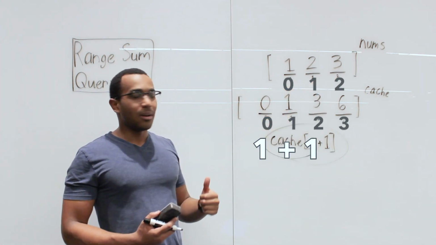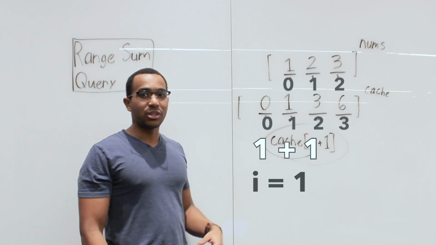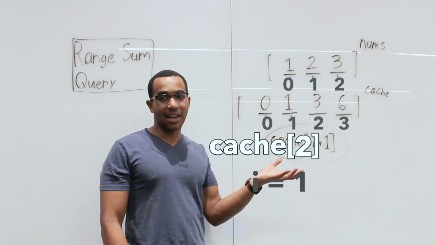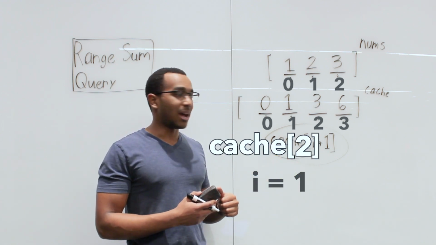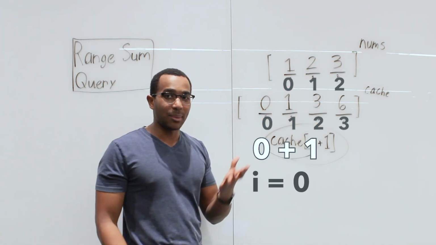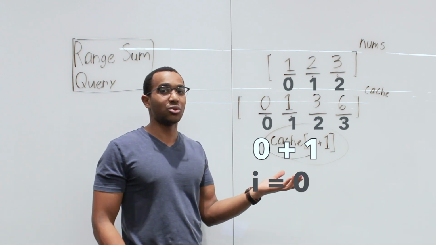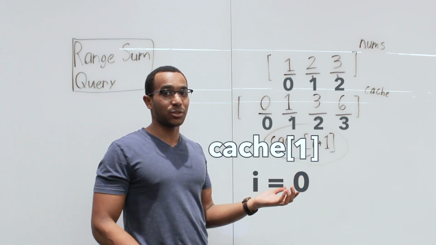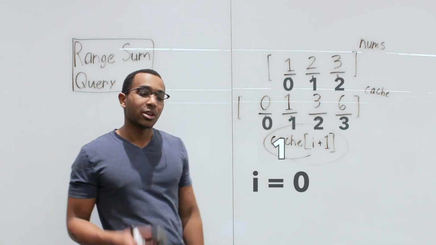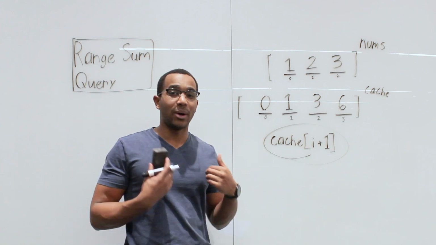So what is the sum from the beginning of the array to 1? So what we do is 1 plus 1, and then we get 2. We access the cache at 2. So what is the value now? The value is 3. And we see that's correct. And if I want to go from index 0 to 0, then I do 0 plus 1, which is 1. I access the cache at index 1, and what I get is 1, and that is the correct answer. So now you may be asking, how is this going to give us constant time access to a range sum?